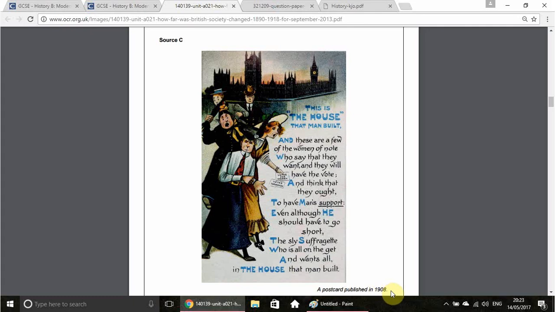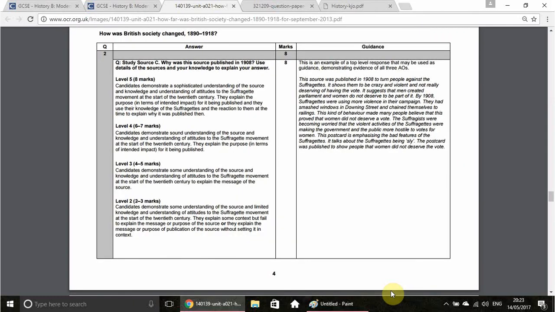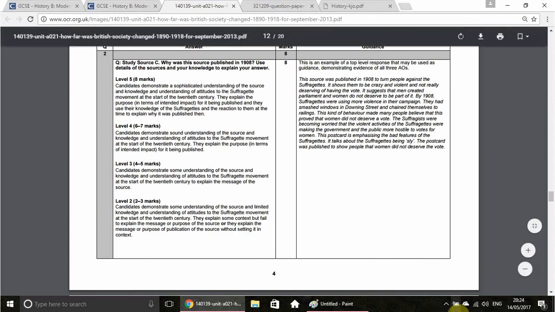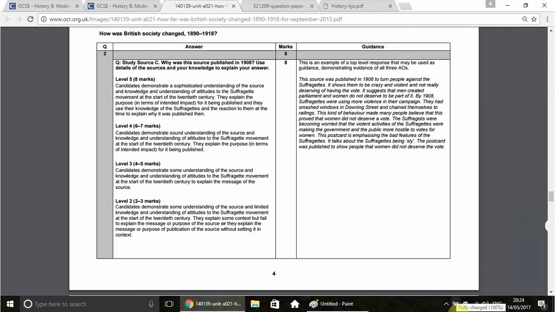So let's have a look at the mark scheme for this question. The first thing you'll notice is that the model answer for this one is really short, and there really is no reason why you would have to write more than one good paragraph on this question. Again, you might want to pause now and have a look through the answer and just make sure that you have understood what's good about this answer.